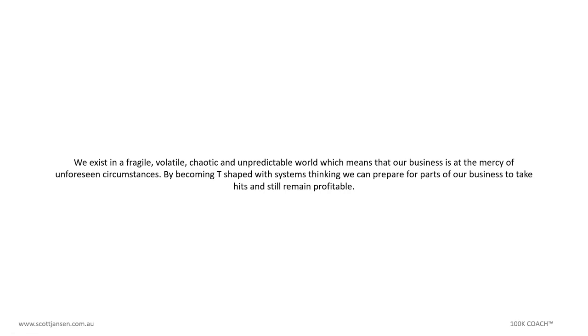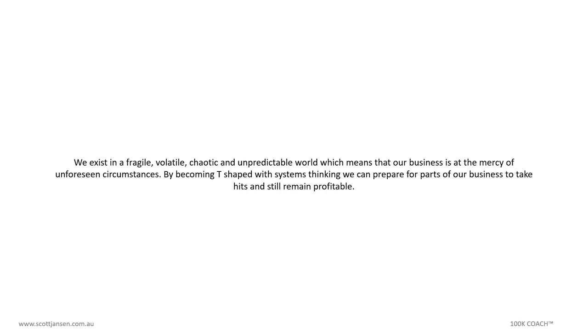You'll get stronger. So we exist in a fragile, volatile, chaotic, and unpredictable world, which means that our business is at the mercy of unforeseen circumstances. Becoming T-shaped with systems thinking, we can prepare for parts of our business to take hits and still remain profitable. I'll give you an example of this. The traditional coaches and therapists are taught to hand out business cards and flyers. That was their only source of income. Their marketing online, they weren't doing, or if they were doing, they just sucked at it.